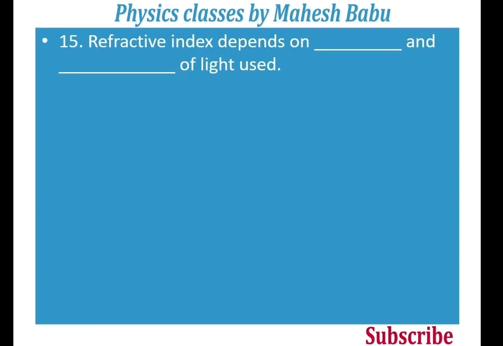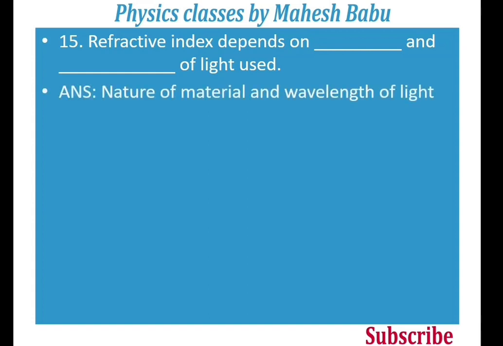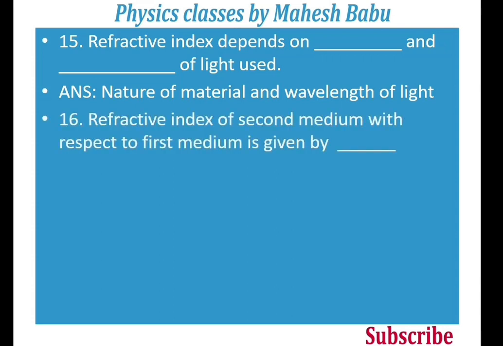Refractive index depends on the nature of the material, what material we have used, and the wavelength of light. Refractive index of the second medium with respect to the first medium: the refractive index of the second medium is n2 and the refractive index of the first medium is n1. So the refractive index of the second medium with respect to the first medium, n21, equals n2 by n1, or we can write it as v1 by v2.